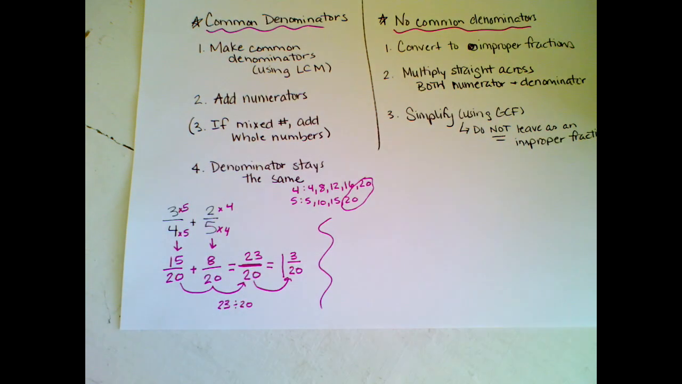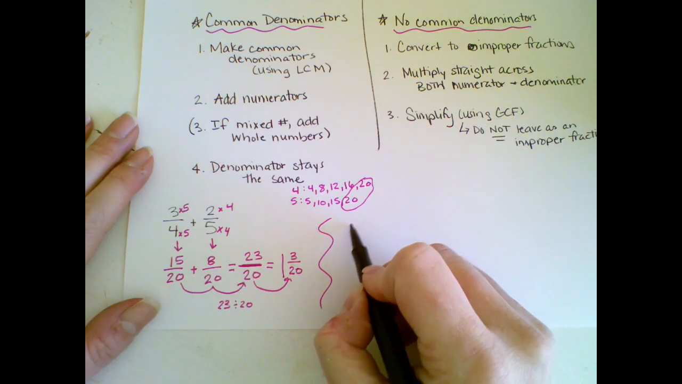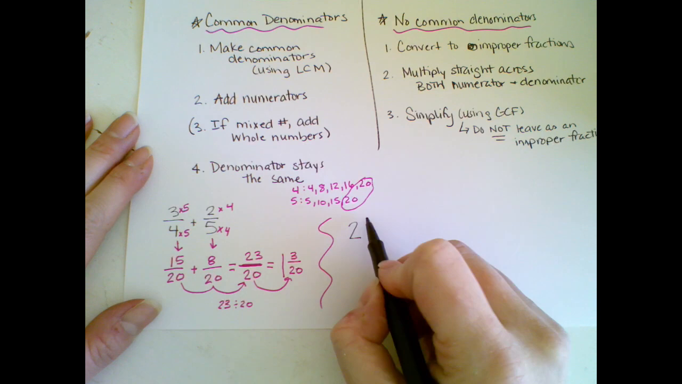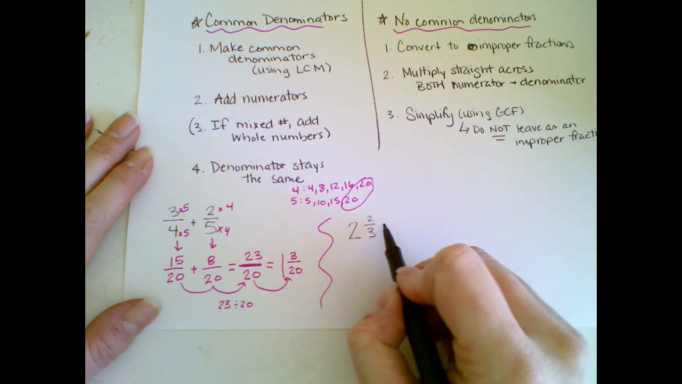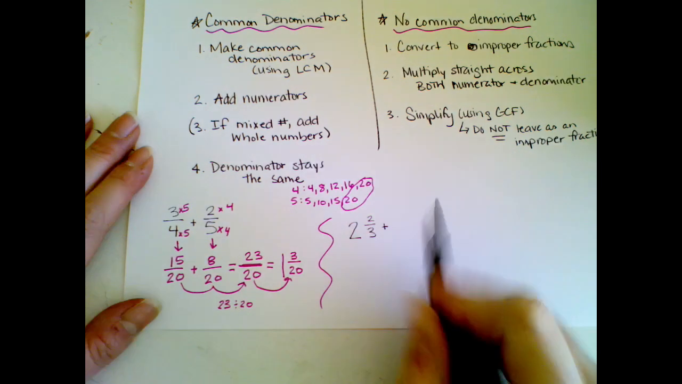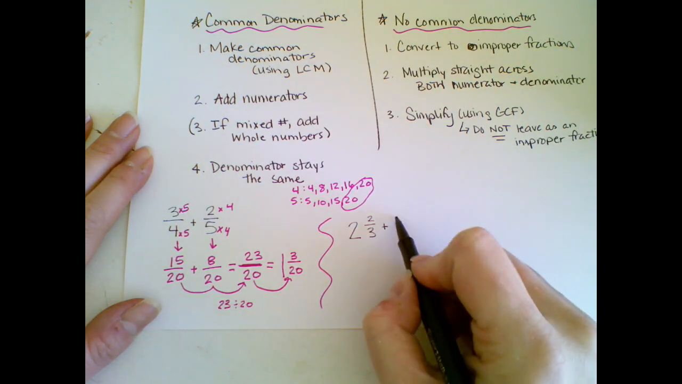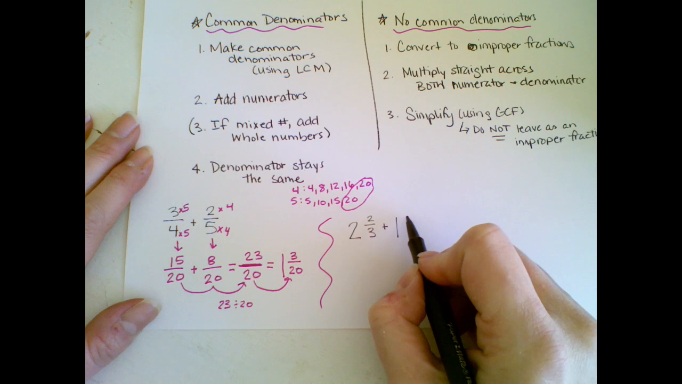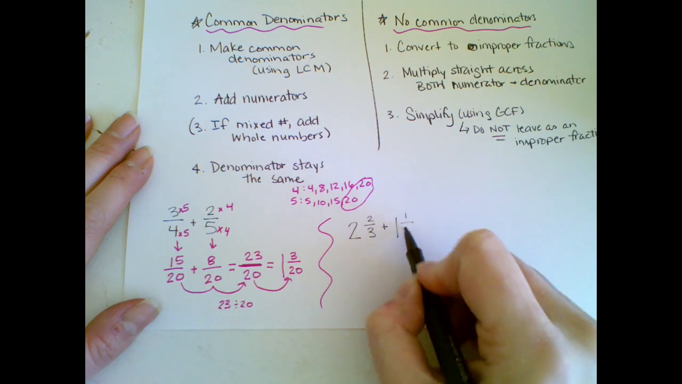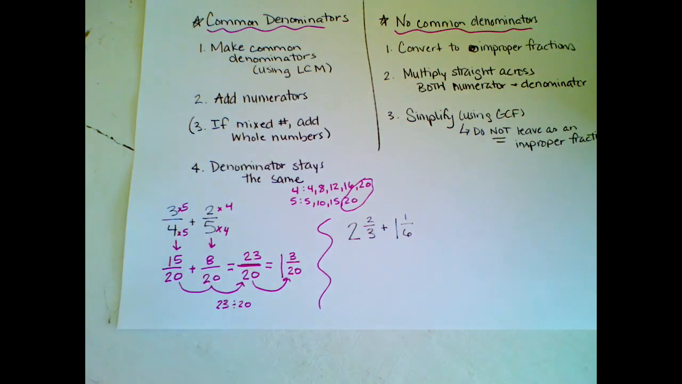All right, I'm going to put one up here. I'm going to give you mixed numbers, and I want you to pause me and try to do it on your own. Let's go with 2 2/3 plus 1 1/6. All right, pause me and work that out.